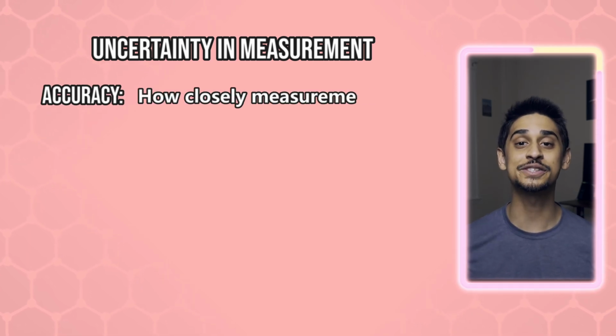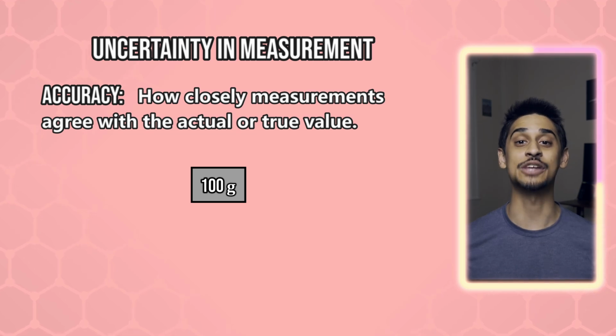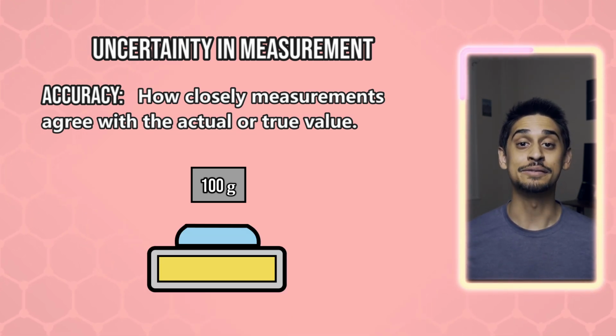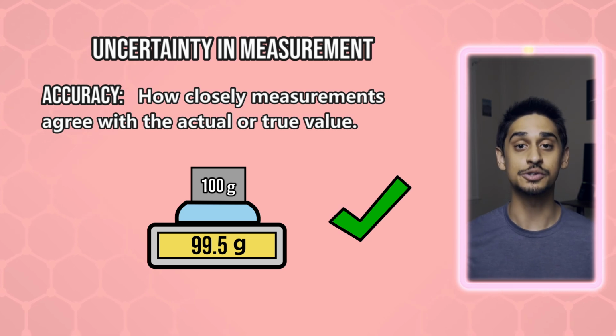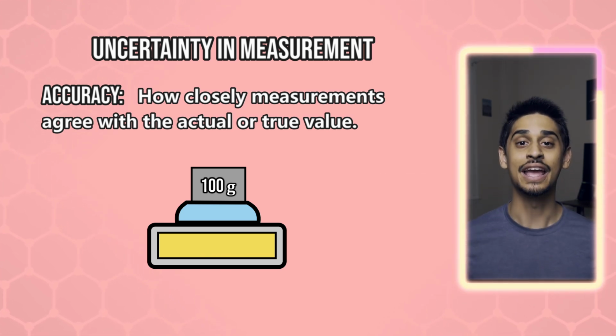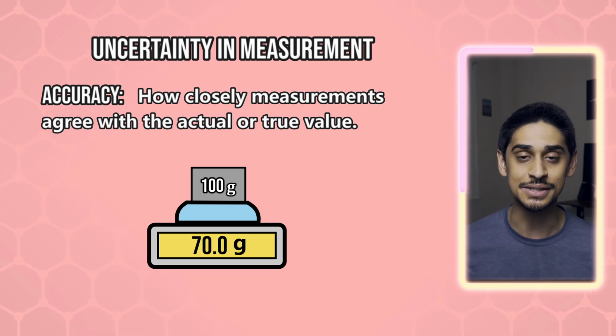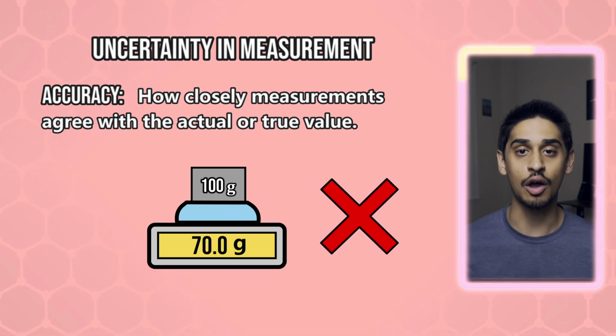Accuracy is how closely measurements agree with the actual or true value. Say we know the weight of a block is 100 grams. If I measured the block to be 99.5 grams, that's pretty accurate because it's close to the true value of 100 grams. However, let's say I forgot to calibrate the scale and I measured the block to be 70 grams. This would not be accurate because it's not close to the true value of 100 grams.